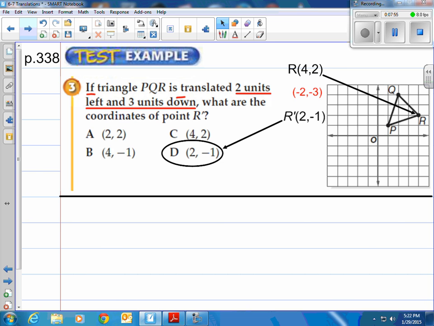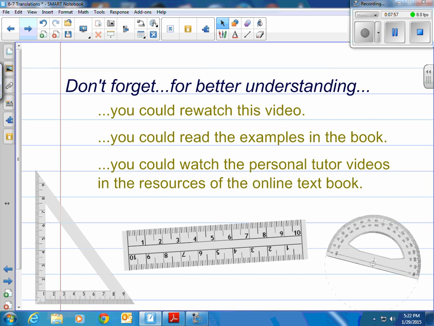That's translations in a nutshell. And of course, you can rewatch this video or read the examples in the book or see some of the personal tutor videos on our online textbook.